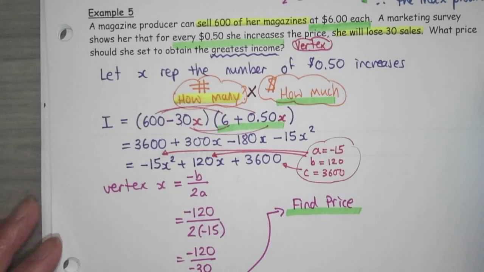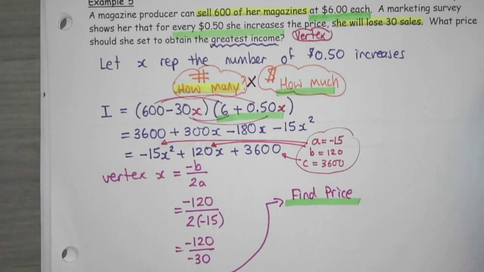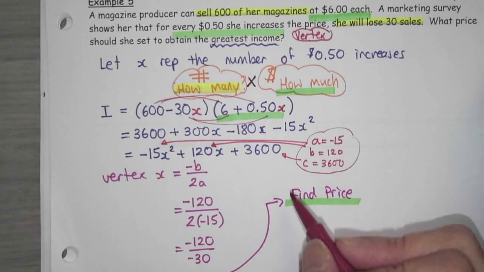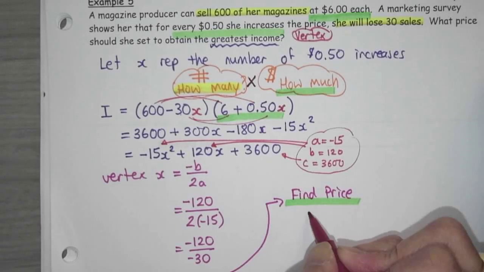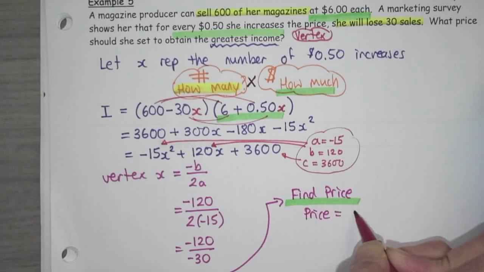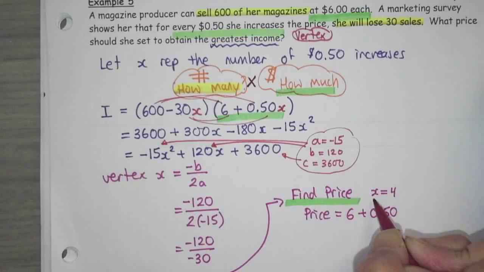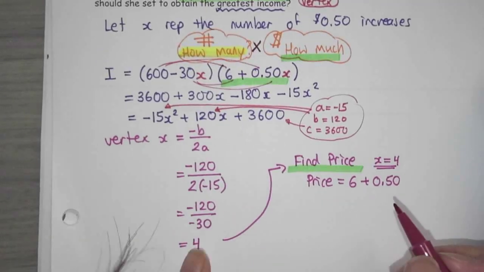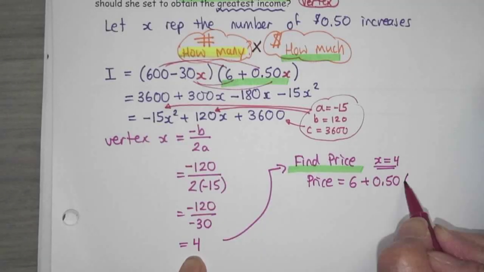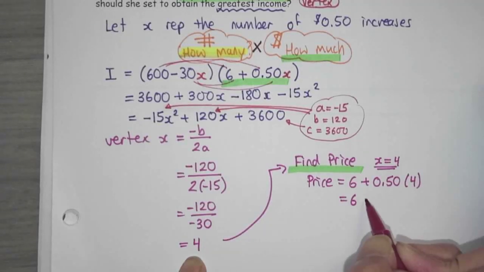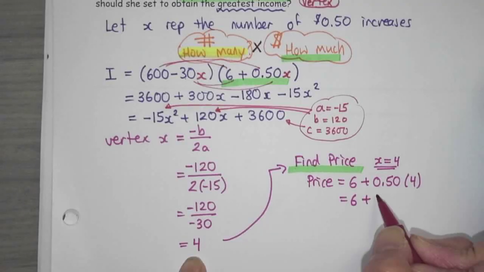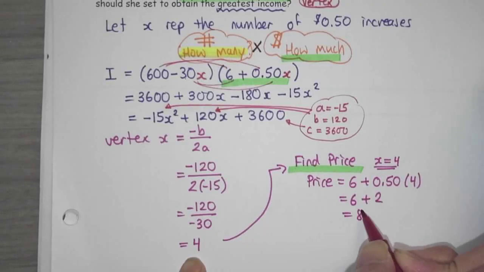Okay, you've done all the hard part. What we want to do is just make sure you answer the question. So we're going to go with the price, and you can even say price equals 6 plus 0.50x, and this is when x is 4, right? So that's what we found here. X is 4. From right here, we got the x. So we're going to go 4. So this will be 6 plus 4 times 0.5. It'll be 2, so 8.